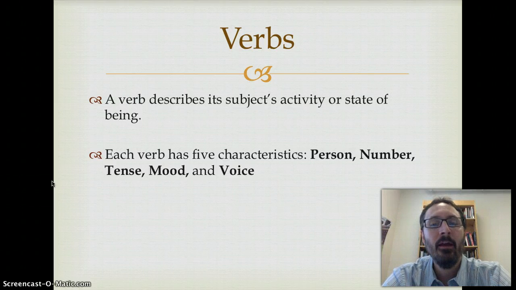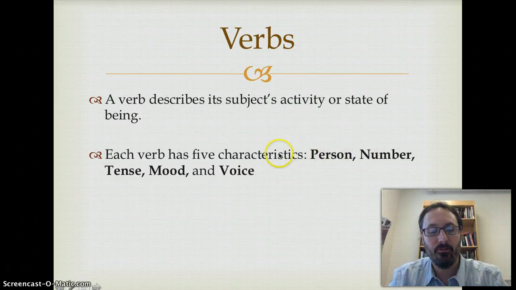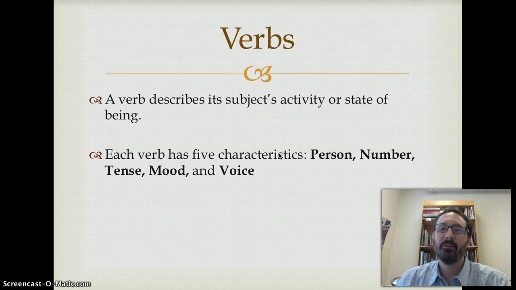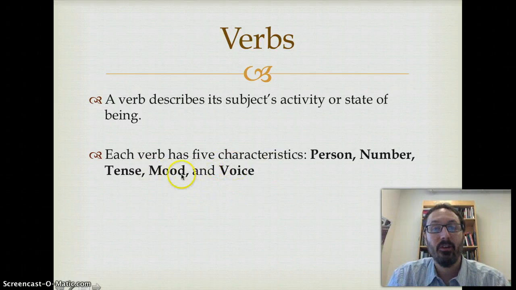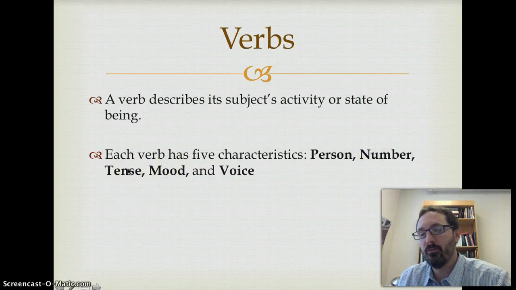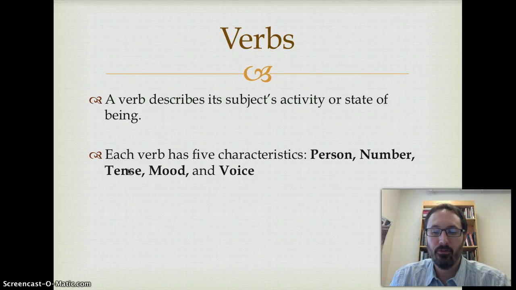Every verb in Latin has 5 characteristics. Those characteristics are, as you see on the screen here, person, number, tense, mood, and voice. Most of these characteristics we will not actually be discussing this year. I shouldn't say most. Mood and voice we will not be discussing this year, but person, number, and tense are all characteristics of the verb that we will be using in the course of our first year of study.